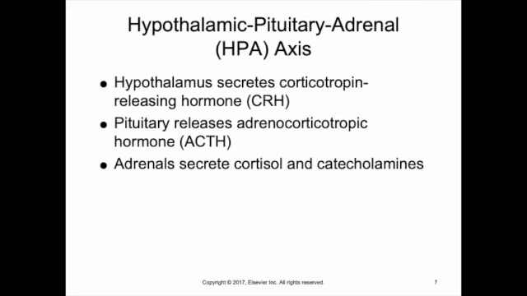The hypothalamus is a region in our brain that plays a key role in the stress response, because it secretes corticotropin-releasing hormone, or CRH. This hormone then stimulates the pituitary gland, located at the base of our brain, and our pituitary gland releases ACTH, adrenocorticotropic hormone. This hormone travels through the bloodstream and eventually reaches the adrenal glands, which are located on top of the kidneys, causing the adrenal glands to secrete cortisol, the stress hormone.